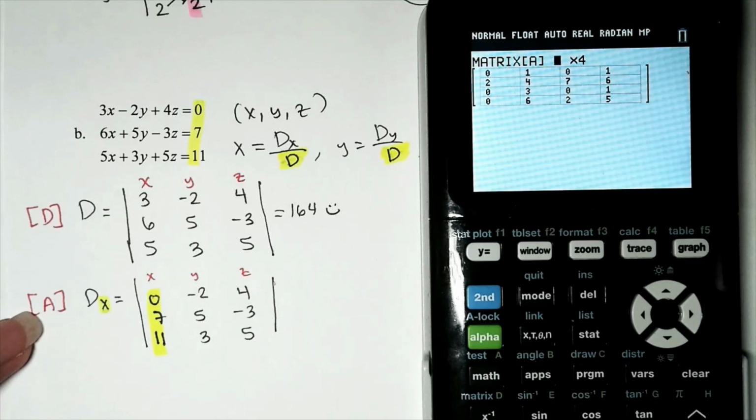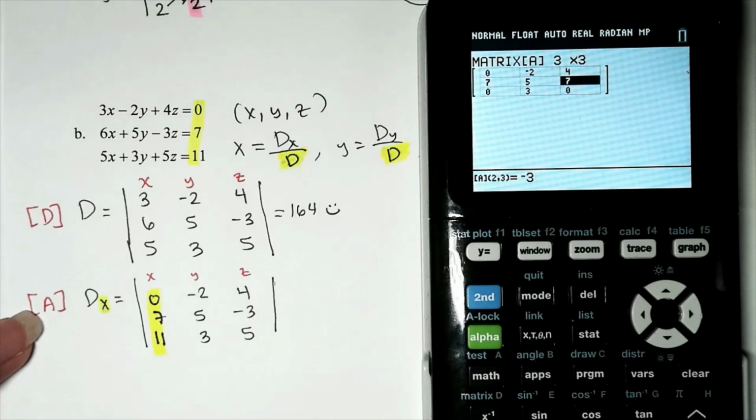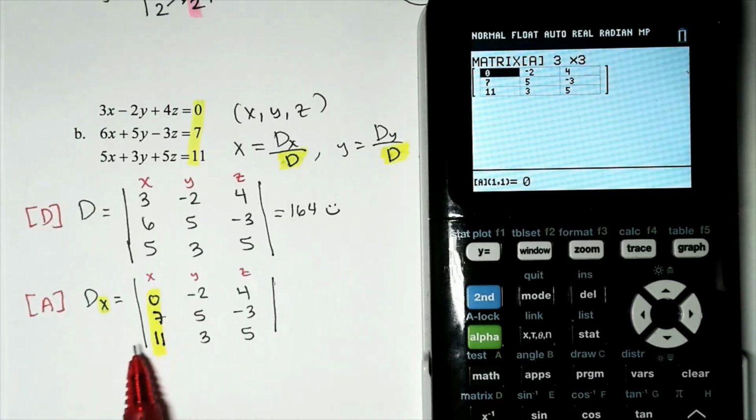Make sure that you put the dimensions. It's a 3 by 3. Cool. And then the elements are 0, -2, 4, 7, 5, -3, and then 11, 3, 5. Cool. Fantastic. So please confirm that you've entered it correctly. I think I did. So let's get out of here, okay?